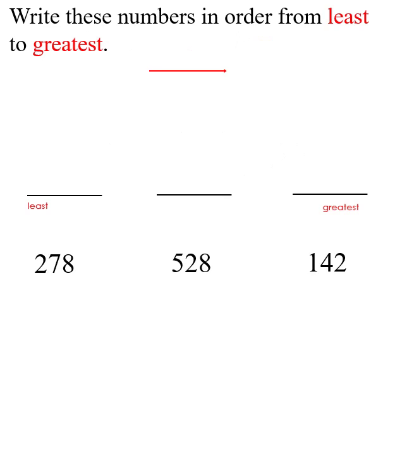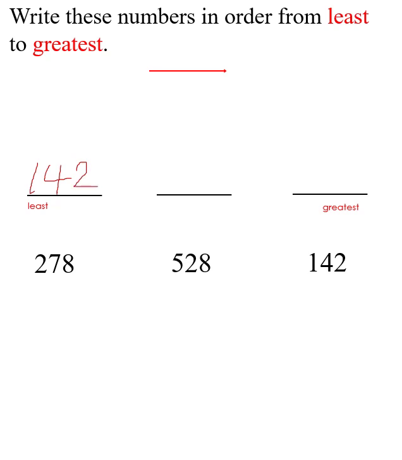This time we have to write the numbers in order from least to greatest. This arrow helps me remember that I'm going from my smallest number to my biggest number. So from least to greatest. I always look at the hundreds place first because hundreds are worth more than tens and ones. This one I have 2 hundreds, this one I have 5, and this one I have 1. I know that 1 is smaller than 2 and 5, so 142 has to go first. So I'm going to write 142 on that first line.